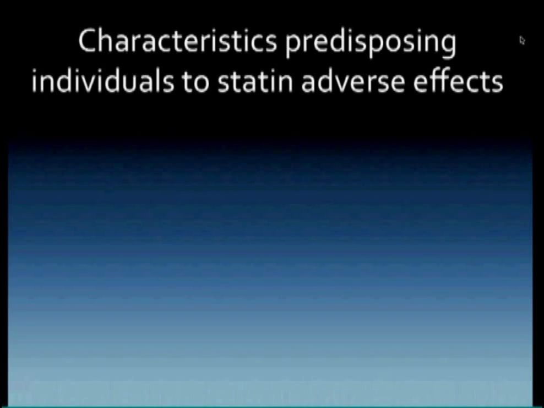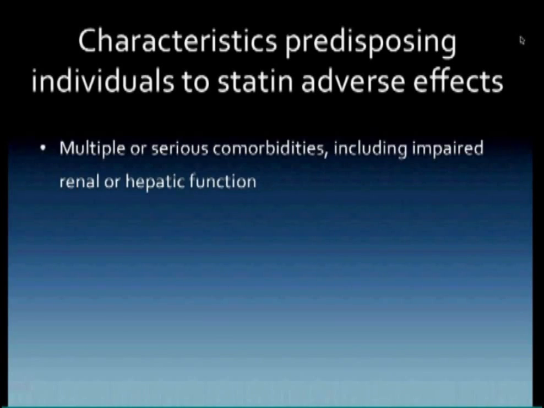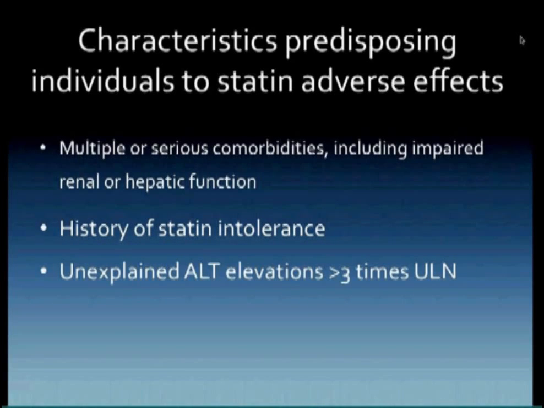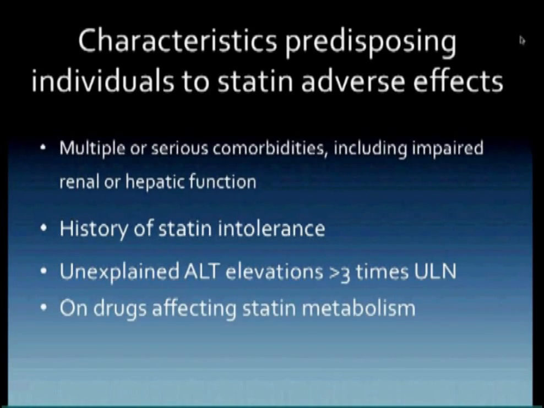So, characteristics that predispose individuals to statin adverse effects: patients with multiple serious comorbidities, including impaired renal or hepatic function, patients with a history of statin intolerance, patients with unexplained ALT levels at baseline greater than 3 times the upper limit of normal, or patients who are on drugs affecting statin metabolism. For these patients, even if they're supposed to be on a high-intensity statin, if they're less than 75 years of age, you're going to consider starting them on a moderate-intensity statin rather than a high-intensity one.